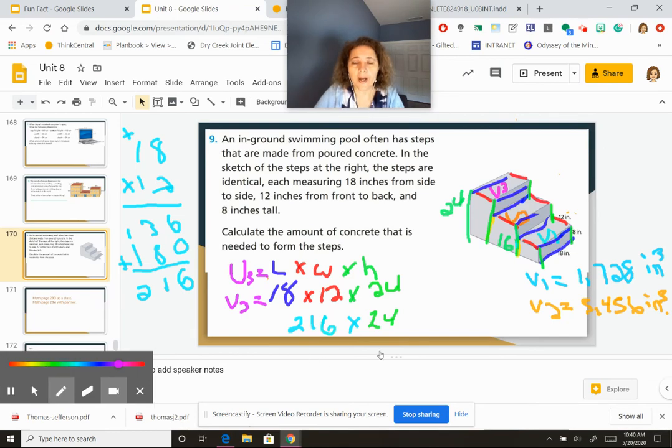All right, so now we're on our volume number 3.